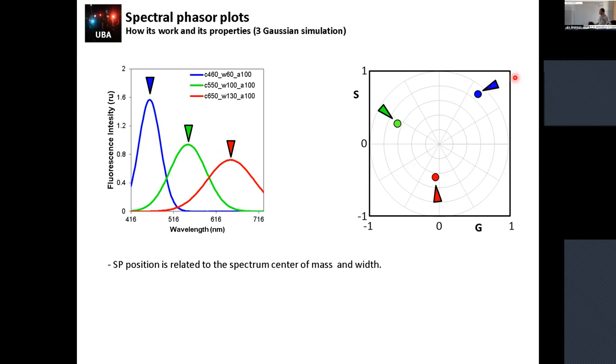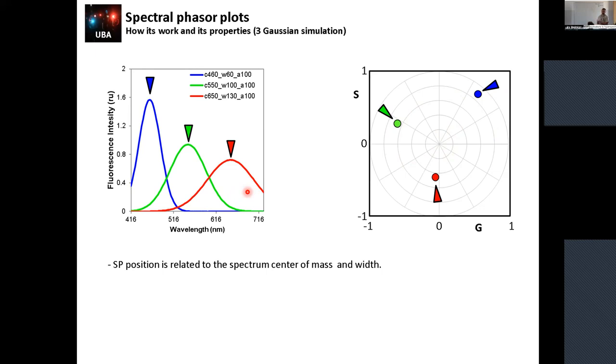Well, if you look over, you can immediately tell that the position will appear counterclockwise, starting from this point here, 1, 0. And the farther you go, the redder is the spectrum. The other information that you can immediately see is that the closer to the center you are, the broader is the spectra. So we don't need any fitting or any analysis. We can just look at the phasor and tell what is happening.